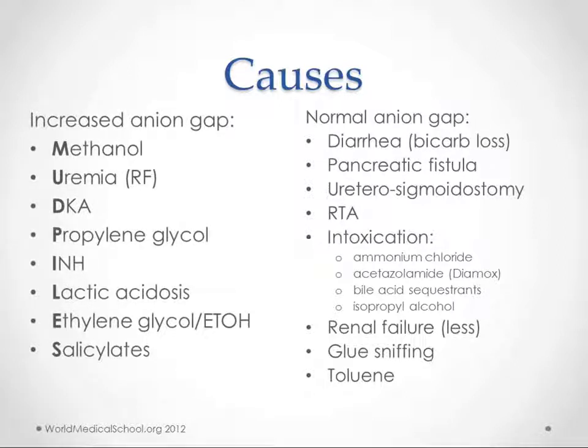So you remember the mnemonic MUDPILES stands for methanol, uremia, DKA, propylene glycol, INH, lactic acidosis, ethylene glycol or alcohol, and salicylates. So those are the main causes of increased gap acidosis.